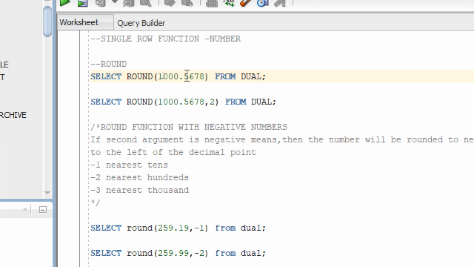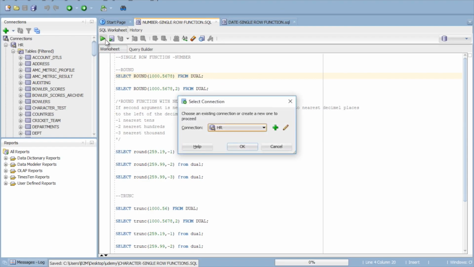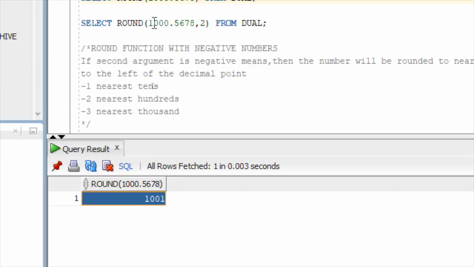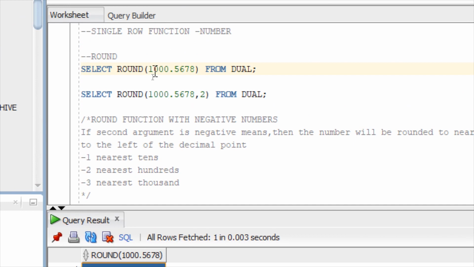Here I didn't mention any decimal point, I mentioned only my original input alone. Now I am going to execute this query. It shows 1001, because when you round up 1000.56, it checks the number after the decimal point. If it is greater than or equal to 5, then it is rounded up to 1001.